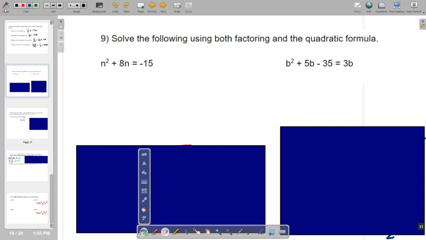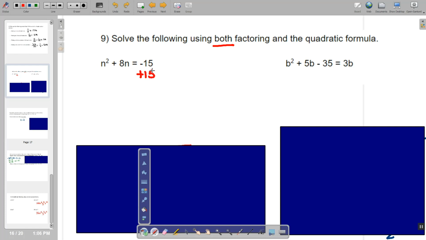So we are down to the final 3 questions in the first practice CLEP test. 2 of them are not too bad, but one of them is actually the hardest question on the test. So let's get started right away. For the first one, question 9, it wants us to solve using both factoring and the quadratic formula. Both of these problems have the same issue, though. They're not equal to 0.